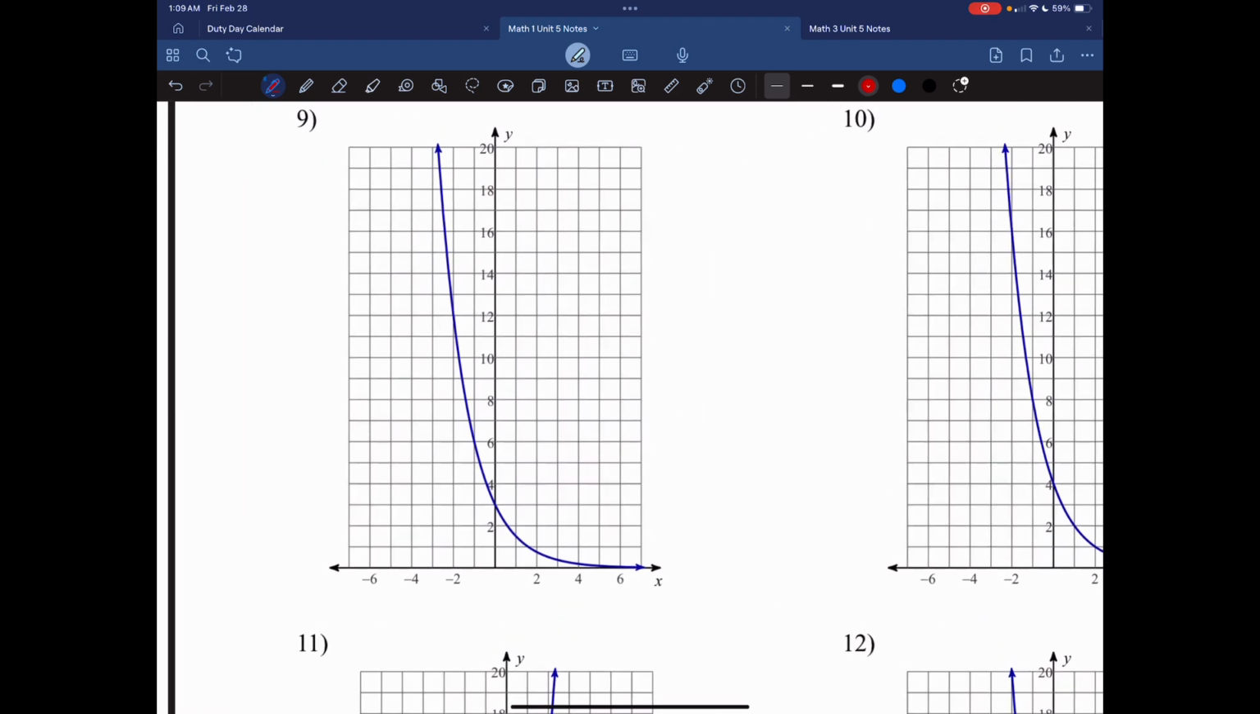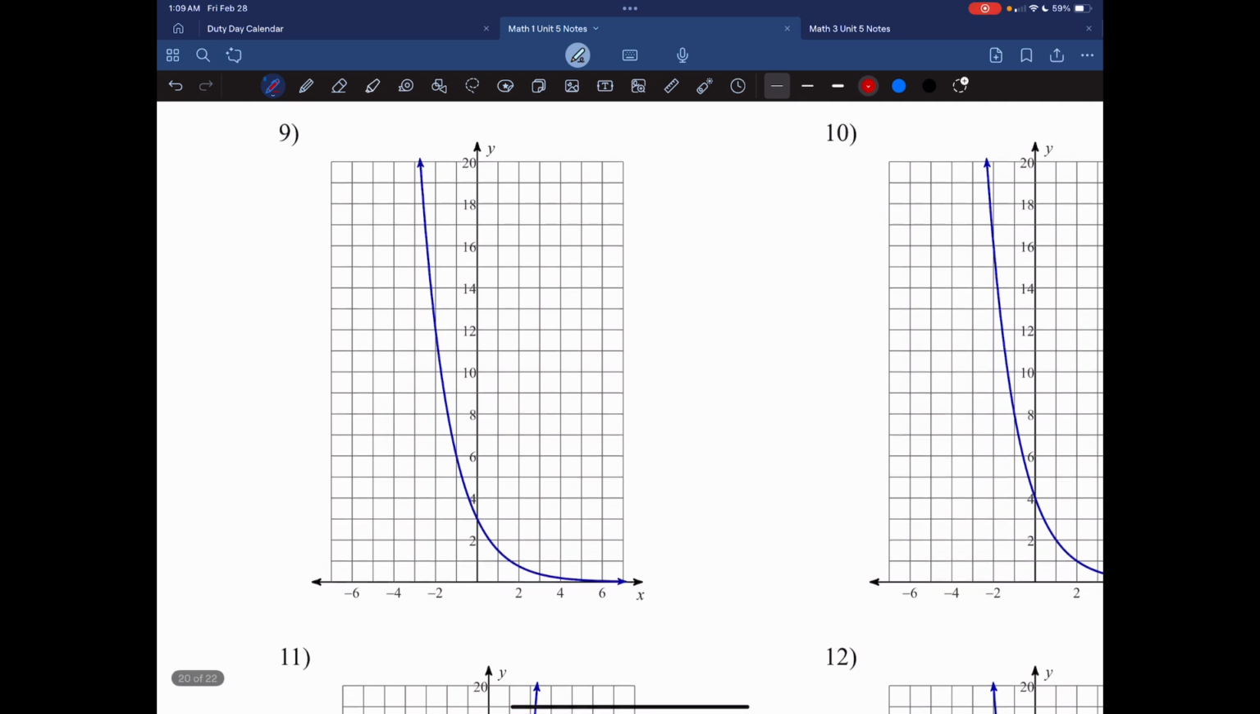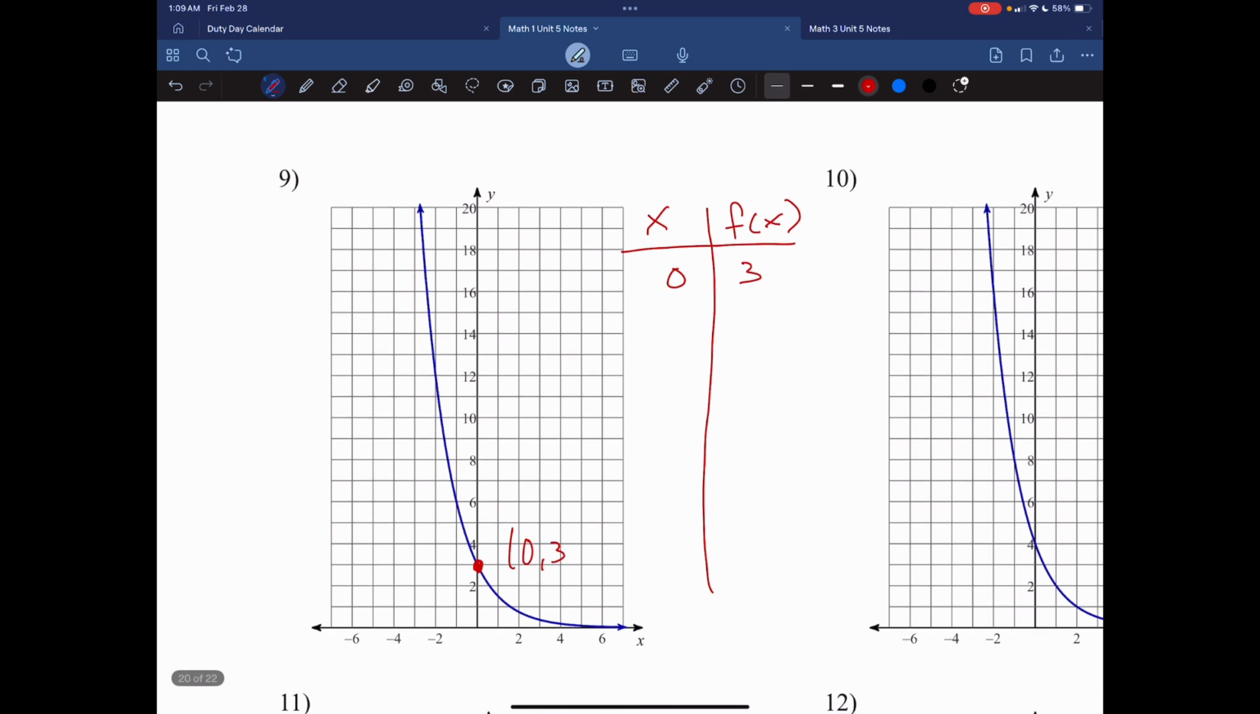That's going to be the last problem I do with you. Again, we're just looking for our y-intercept and our common ratio. Okay, so I would recommend using a table if you need to, or you can look at the points. Okay, so my y-intercept is the point 0, 3. So when we're writing our equation, we have y equals 3 times, I don't know what my common ratio is. We got to figure that part out.